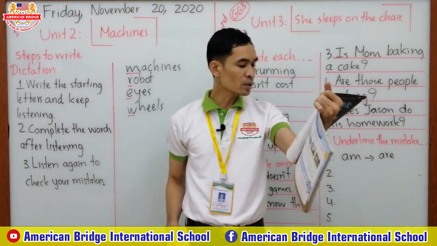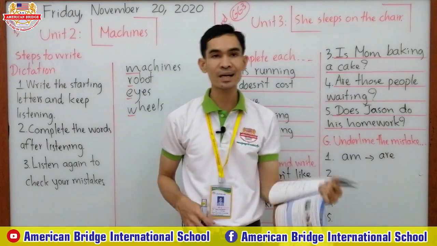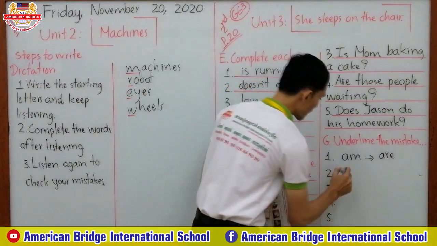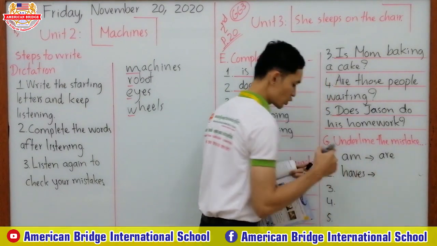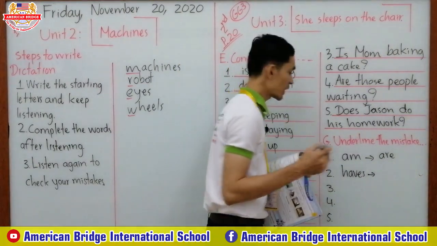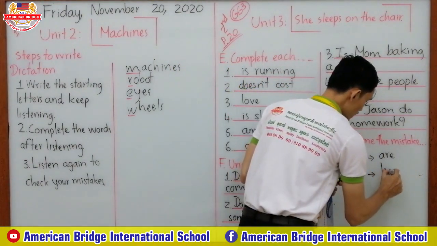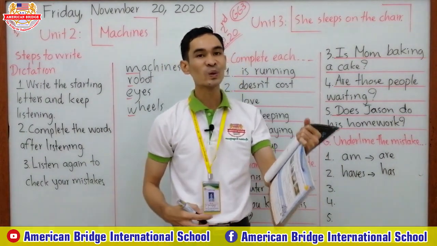Okay, look at number two. Lucy have long dark hair. Okay, so you can underline the word have. Okay, have is an irregular verb, right? So for this irregular verb you change to has. Okay, we don't write have with she. Okay, have you change to has.